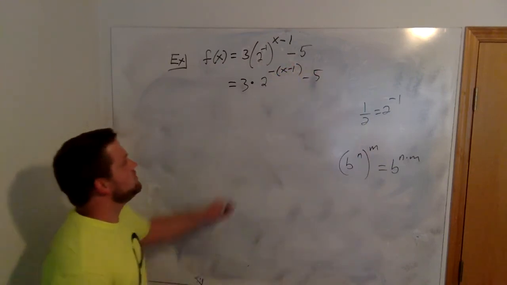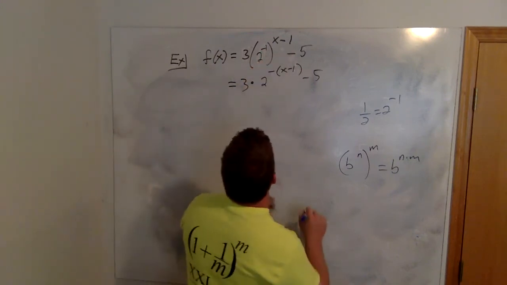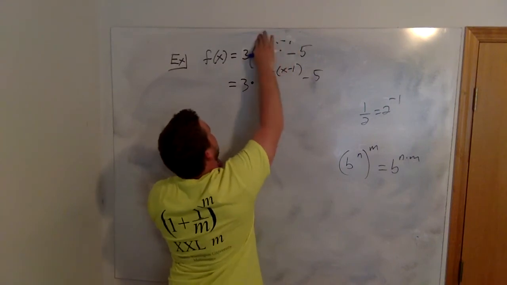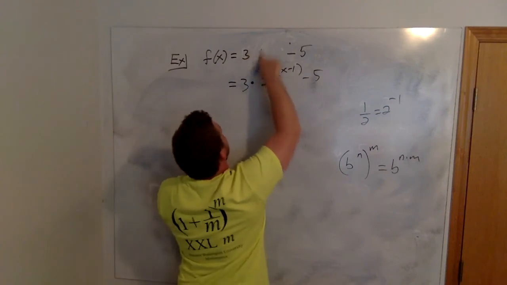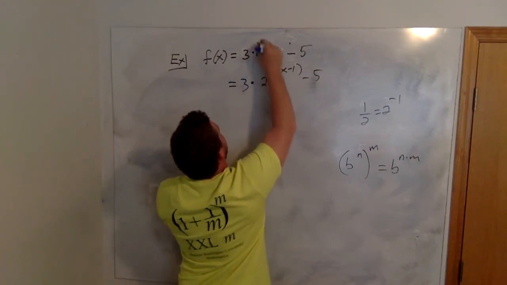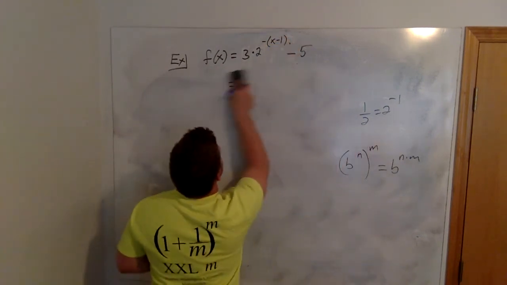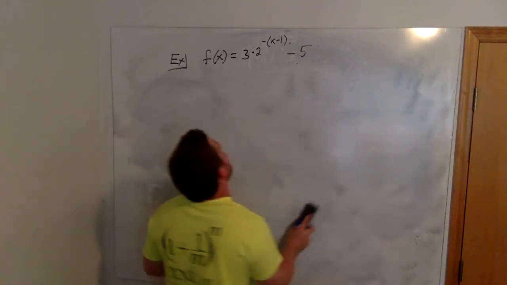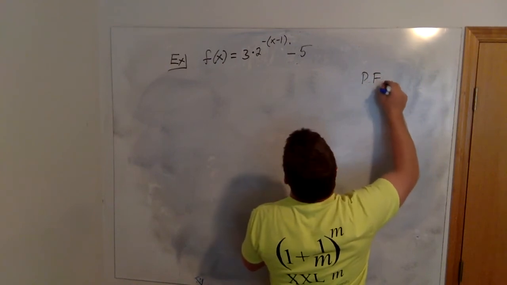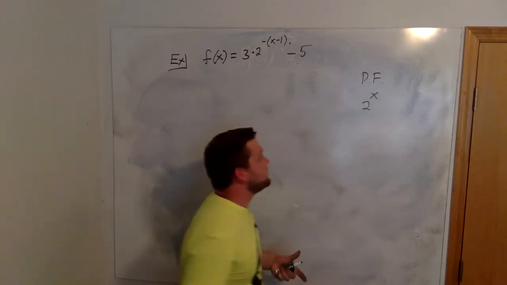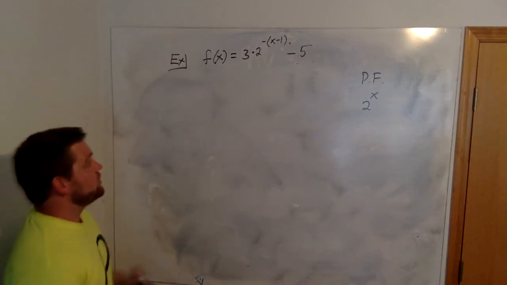So we just need to make sure that we introduce parentheses when we multiply the negative 1 and the x minus 1. So I'm going to go ahead and write that up here. So we could have seen this as 3 times 2 to the negative x minus 1. It's a different way to see this. So now what's nice is our parent function will be 2 to the x now, rather than 1/2 to the x. Okay? So now we want to record the transformations.